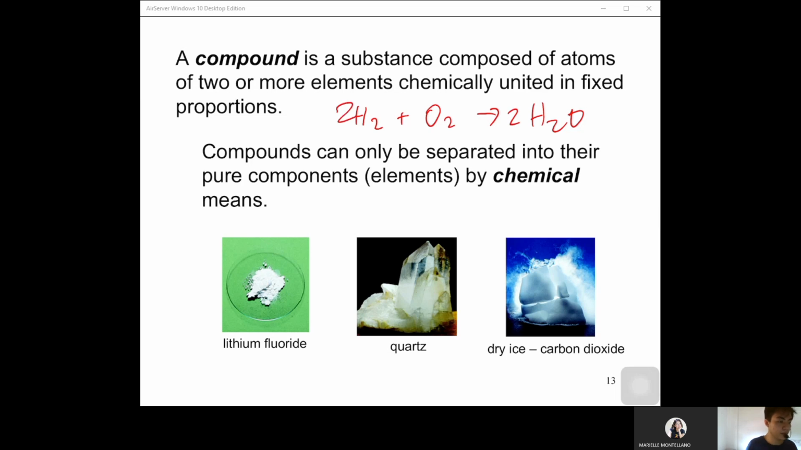Balance natin. Pwede rin naman na you can break down your water into elements. Ay, mali. Plus O2. Ayan. So yun yung mga pwede gawin sa compound. You can create compounds by chemical reactions, and you can break down compounds by chemical reactions. You can form elements from compounds, and you can form compounds from elements.